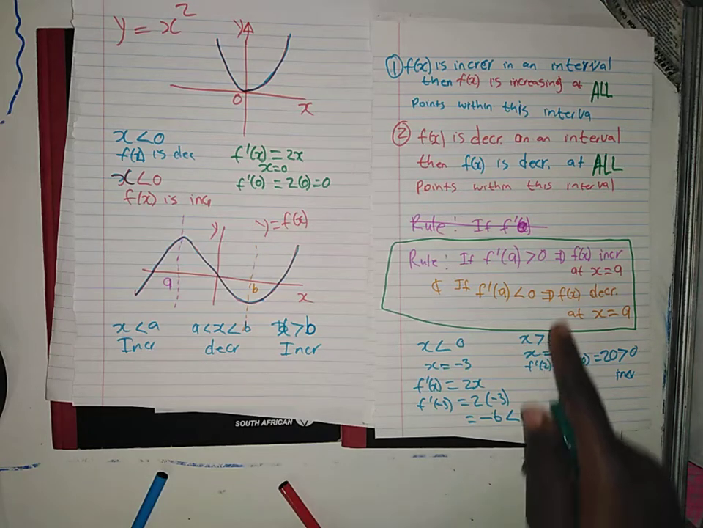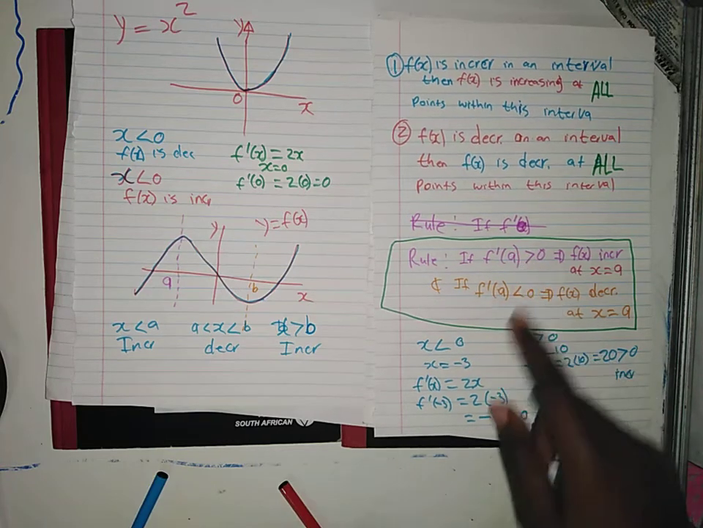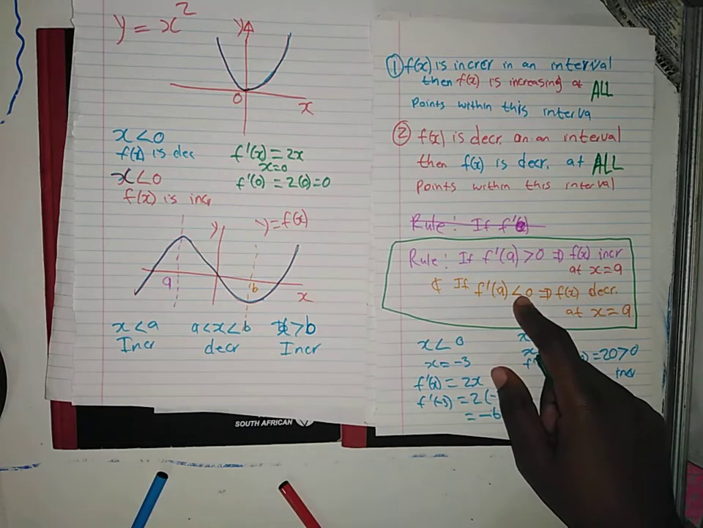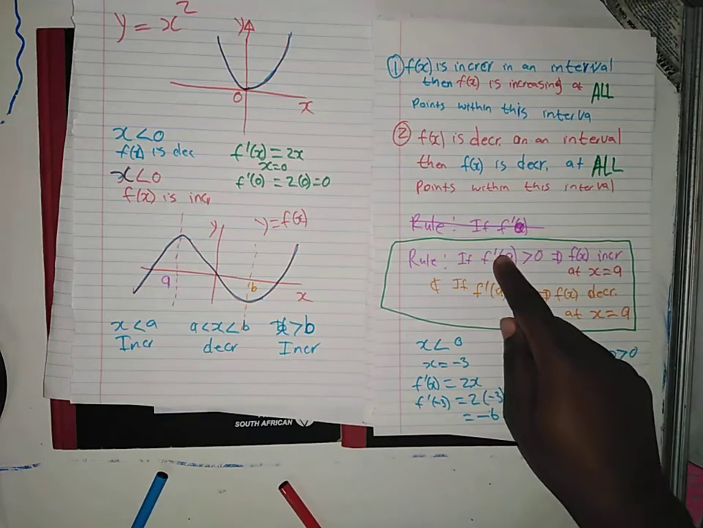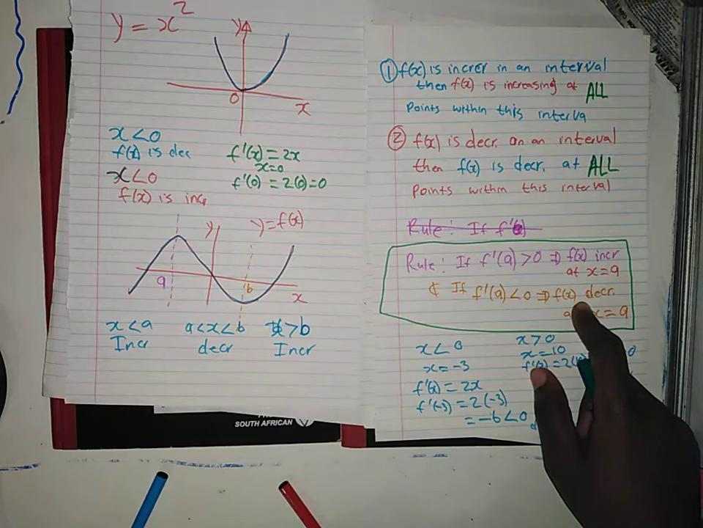Now here's the thing about 0. 0 is not greater than 0 because it's 0. And 0 also is not less than 0 because it's 0. So 0 is just in a league of its own. Because it's not here, it's not increasing. And because it's not here, it's also not decreasing.